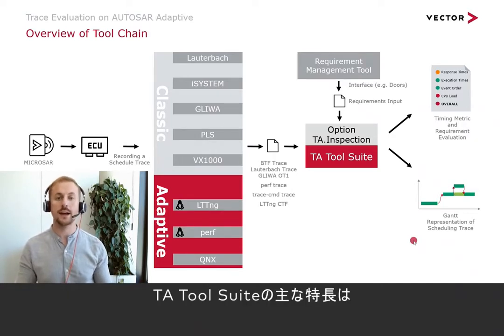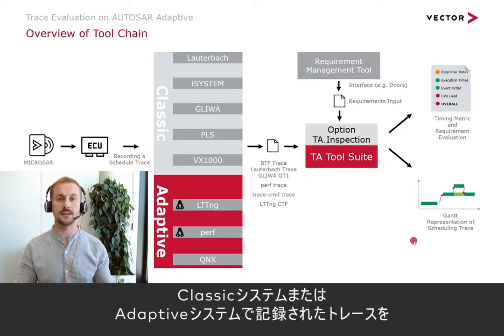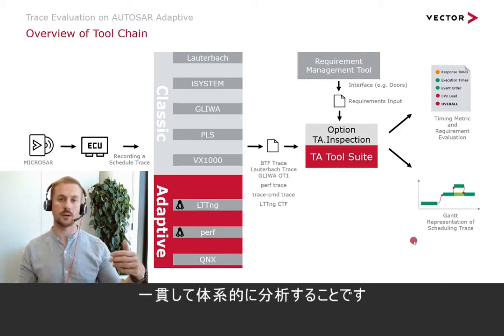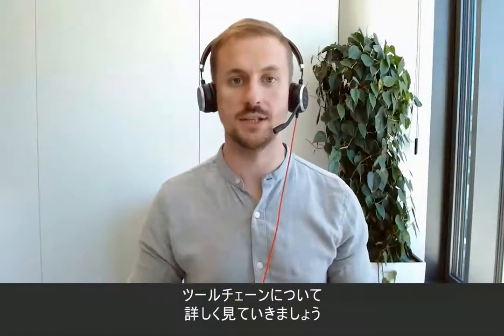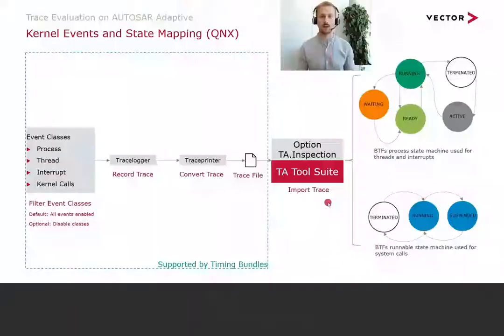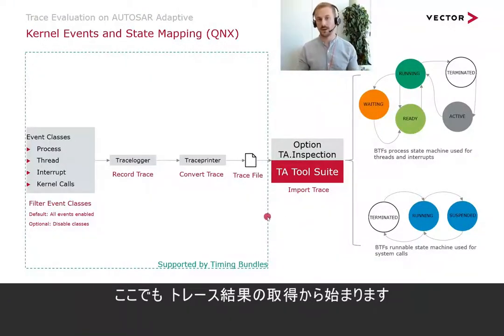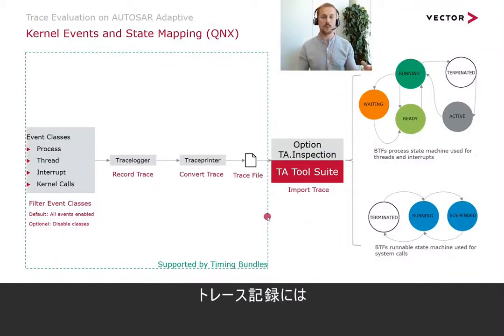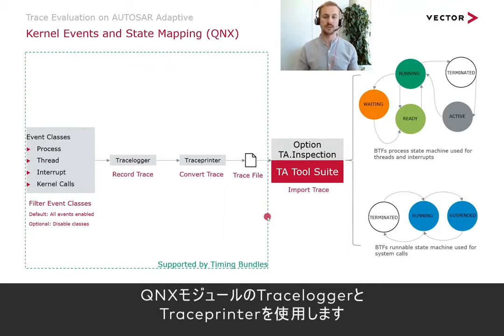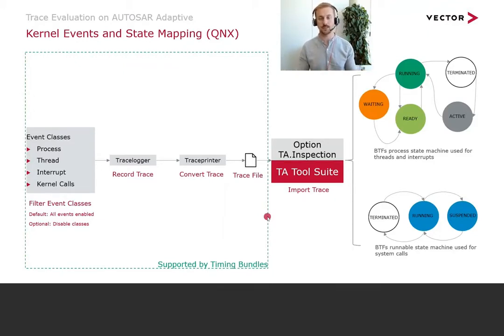By the way, a key feature of the Tier 2 Suite is the systematic and consistent analysis of traces which were recorded on classic or adaptive systems. Let's have a more detailed look on the toolchain. Of course, everything starts with the trace recording. For that purpose, we use the QNX modules, trace logger and trace printer.